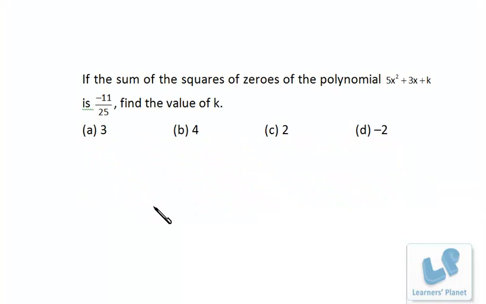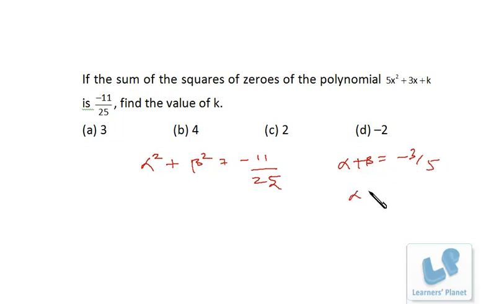If the sum of square of zeros of polynomial is minus 11 by 25, we have to find out the value of k. Now suppose the zeros are alpha and beta, then we are given that alpha square plus beta square is minus 11 by 25. Now what's alpha square plus beta square? We don't know, that we have to calculate. From this given polynomial, alpha plus beta will be equal to minus 3 by 5 and alpha beta will be equal to k by 5.